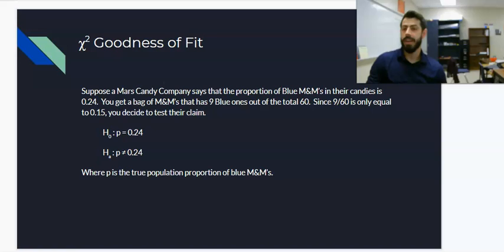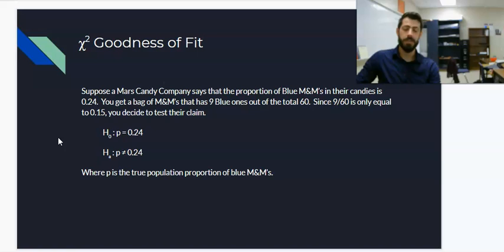So when would you use a Chi-Squared goodness of fit test? Well, let's look at the following scenario. Suppose Mars Candy Company says that the proportion of blue M&Ms in their candies is 0.24. You get a bag of M&Ms that has 9 blue ones out of a total of 60. Since 9 out of 60 is only 0.15, you decide you're going to test their claim.